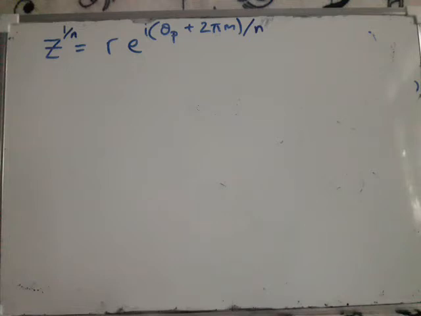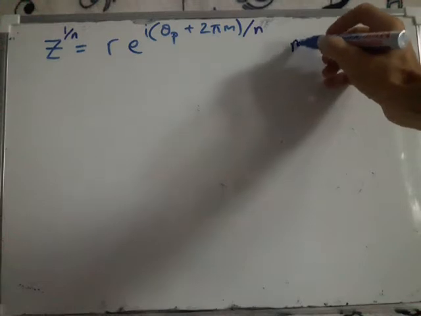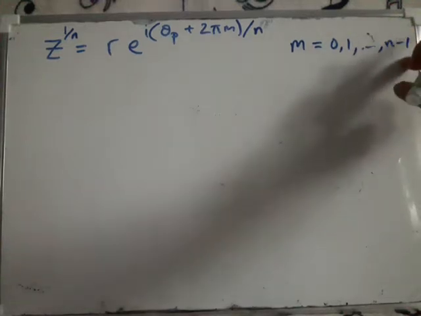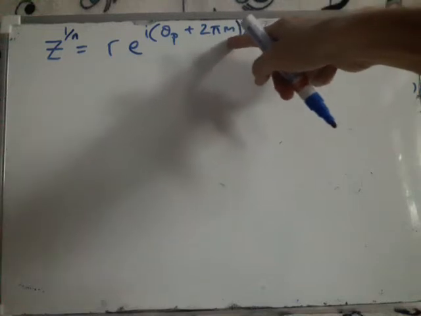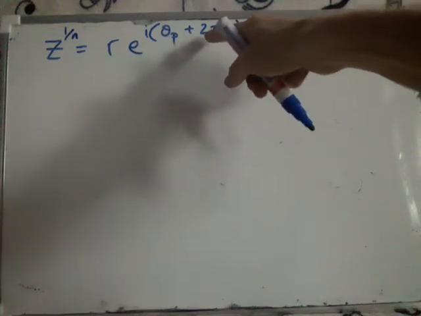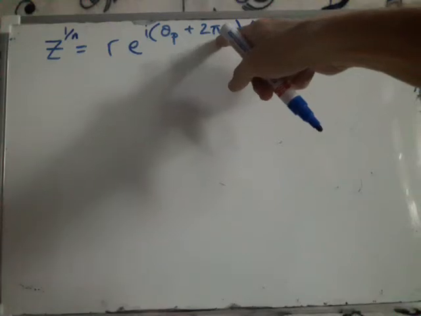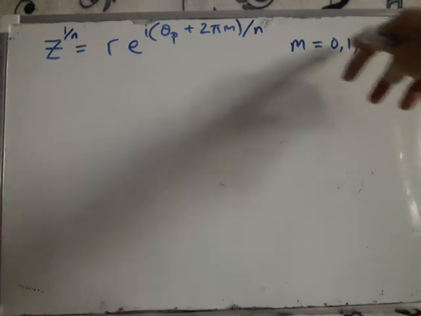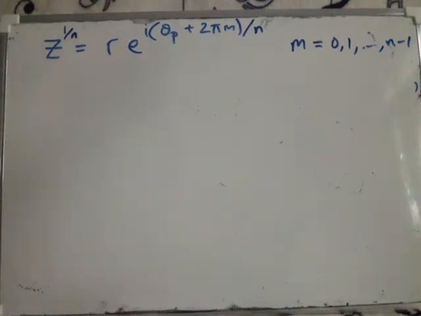So basically, this is why there are precisely n nth roots of a complex number z, because m can vary from 0, 1 up to n minus 1, and all of these cases will give you numbers which are not multiples of 2 pi. You'll get 0, you'll get 1 over n times 2 pi, then you get 2 over n times 2 pi, and so on, up to when you reach n minus 1 over n times 2 pi. The next case would be n over n times 2 pi, which is 1 times 2 pi.